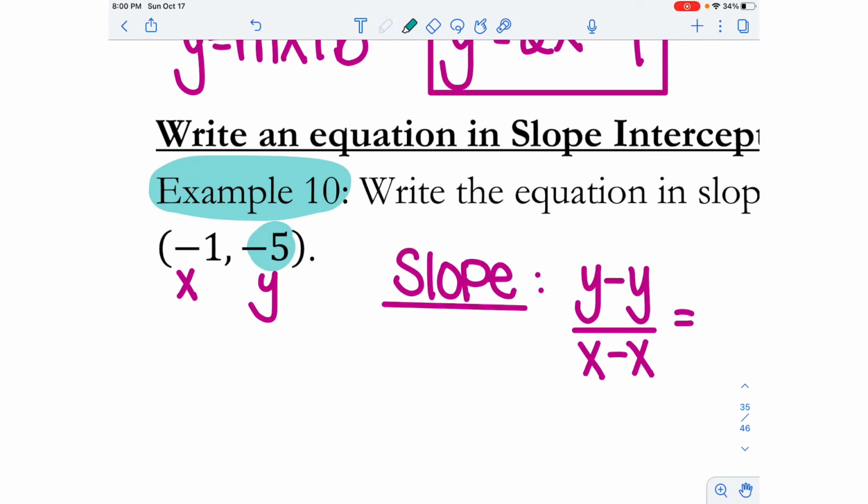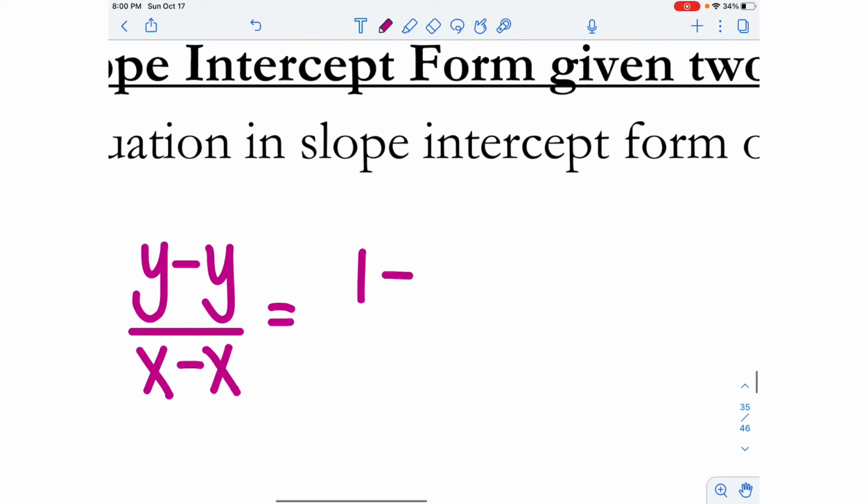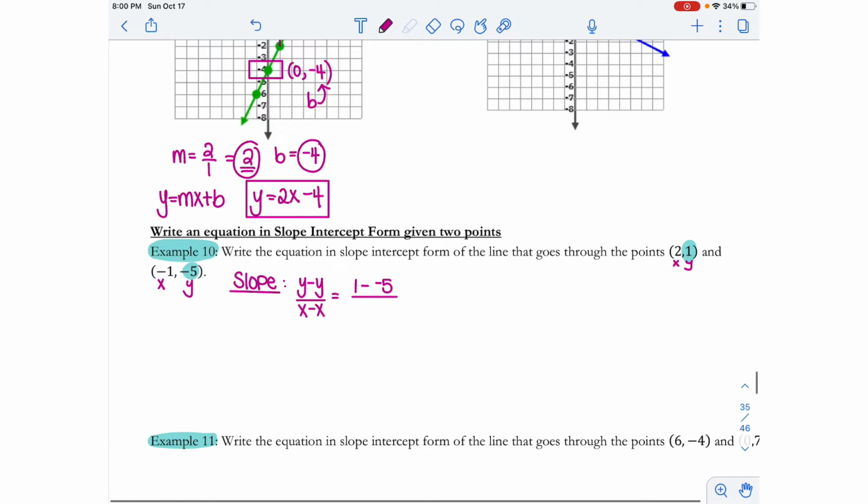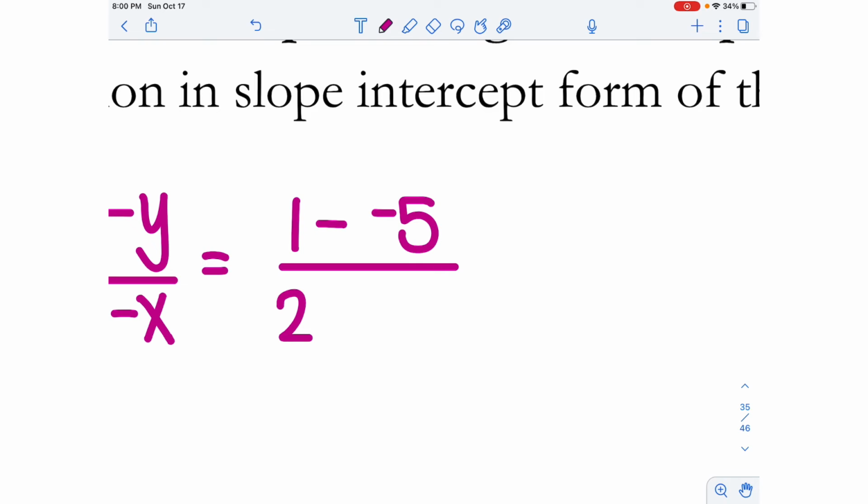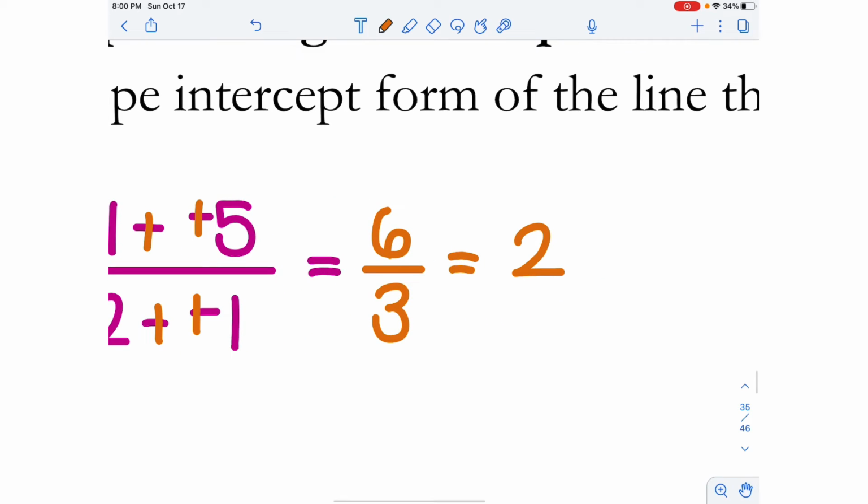So y minus y is going to be 1 minus -5 over x minus x. I must also start with this first point. Since I started with the y's on that point, I have to start with the x's on that point. So that's going to be 2 minus -1. Hopefully you're saying, wait a second, minus a negative turns to a plus. So 1 plus 5 is 6 over 2 plus 1, which is 3. So this slope is 2. That is the slope of the line.